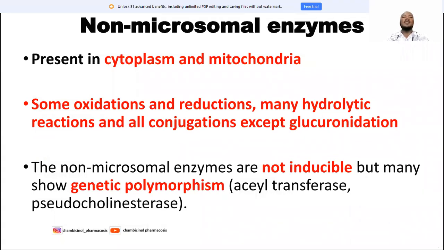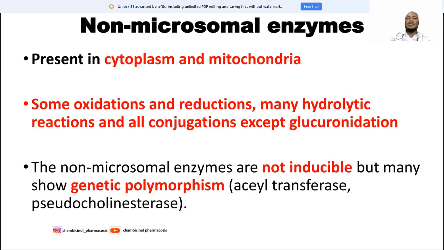While the non-microsomal enzymes, we said, are present in the hepatocyte, in the cytoplasm or in the mitochondria of the hepatocyte. So here they catalyze oxidation, reduction, some hydrolytic reactions, and those are phase 2 reactions with the exception of glucuronide conjugation. So in phase 2 reaction, it is only glucuronide conjugation that undergoes catalyzation by the microsomal enzymes, while the remaining ones, including glutathione, glycine, methylation, acetylation, are catalyzed by the non-microsomal enzymes.